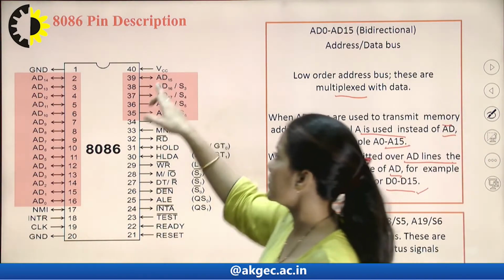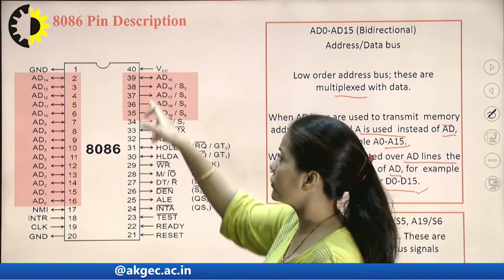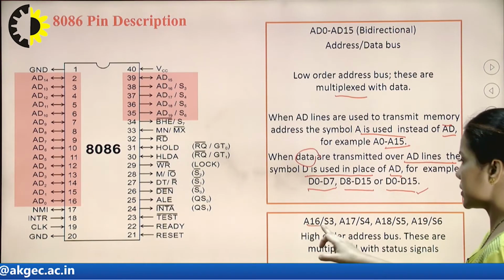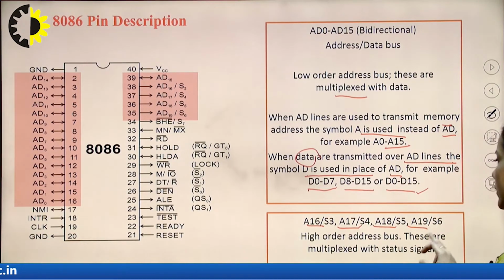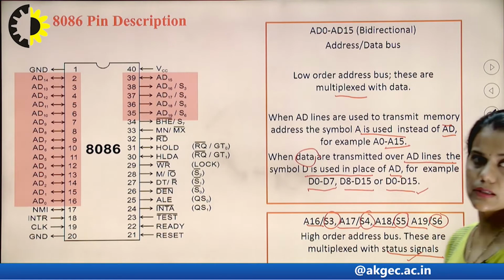Rest of those signals are multiplexed, and the second functionality of these pins is the status pins. The higher order address bus, that is A16, 17, 18 and 19, is multiplexed with status signals. So these S6, S5, S4 and S3 are the status signals.